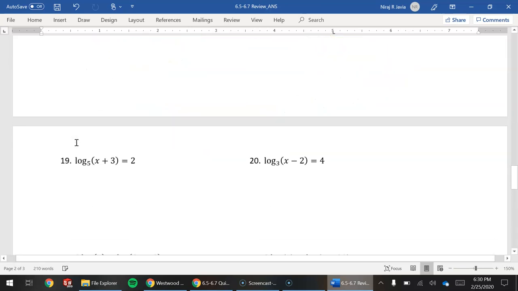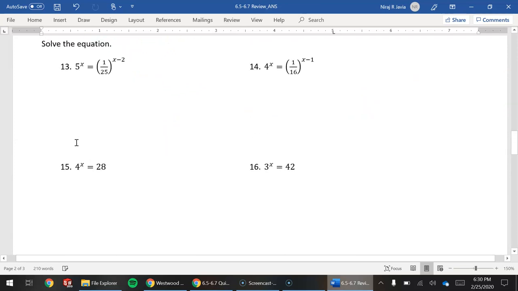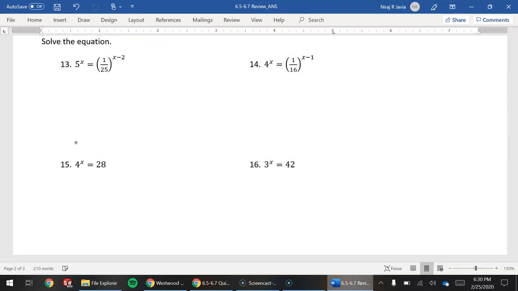So 6.6 is 13 through basically 22. So number 13, we want to rewrite stuff, okay? Over here in 13, you notice that there's 1 over 25. The properties of equality for exponential equations, which we nicknamed P in my class, states that those two bases need to be the same. And they're not, clearly. So how do I rewrite this thing so it matches this thing?